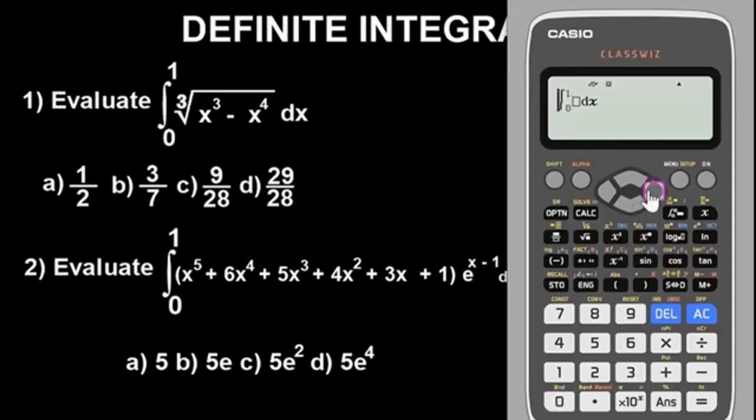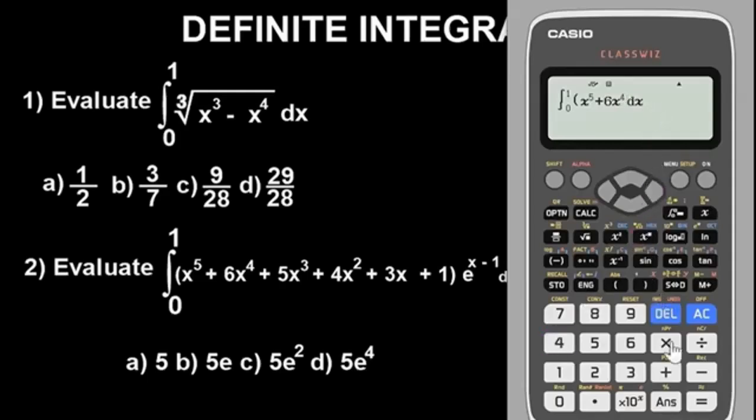So you move this cursor to here, and in here we have x, so press alpha x raised to power 5. That's what we have there, guys. Okay, you come down, plus we have 6x, alpha x raised to power 4. Use this power function, raised to power 4.